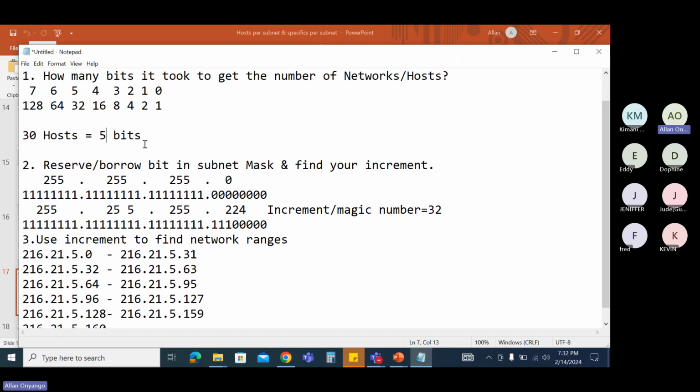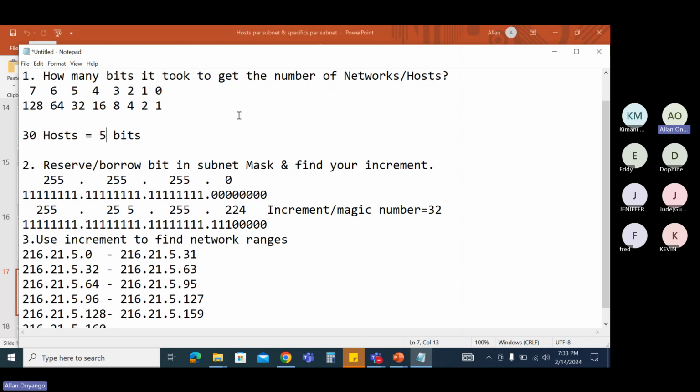Good. So we are told reserve or borrow. What do we do now? This time around, we are going to reserve bits because we are working with hosts. And by the way, for the better part of your learning and even your exam, they work more with hosts than networks. So we'll always be doing a lot more reserving than borrowing. That's why we are learning about reserving. Even the assignment I'm going to give you today is on reserving. All right, let's reserve.